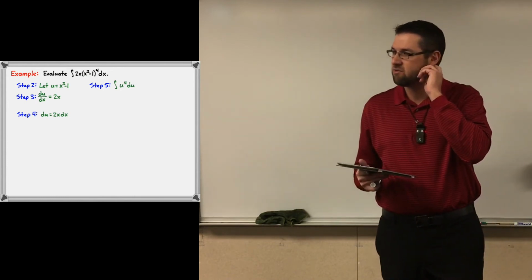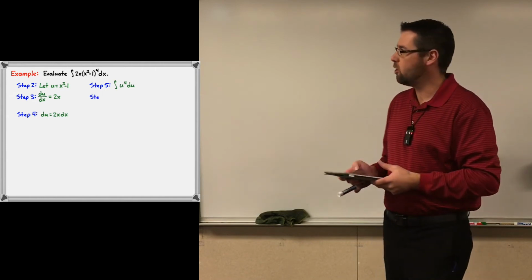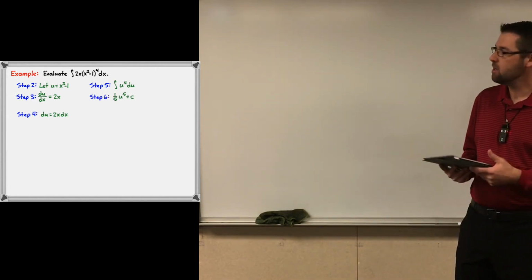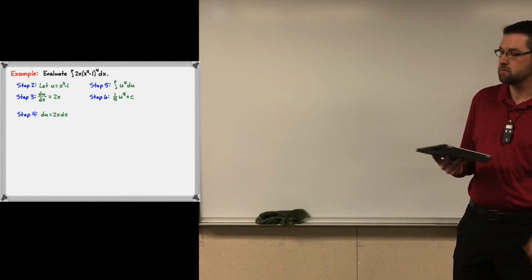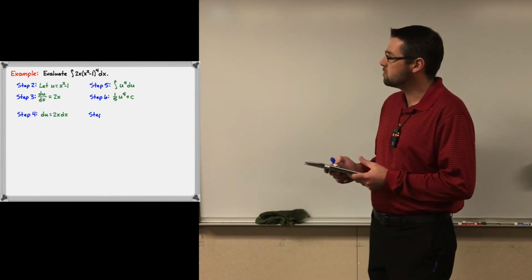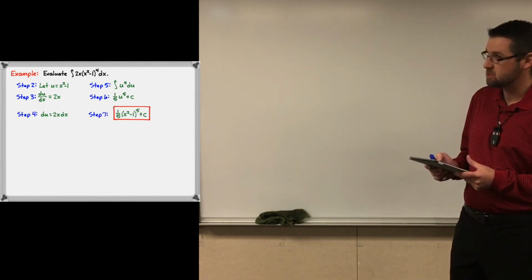What's the antiderivative of u to the 4th? 1 over 5 u to the 5th, right? And then plus c. And then what's the last thing we do? Plug in u. What's u? So it'll say 1/5 times x squared minus 1 to the 5th plus c.